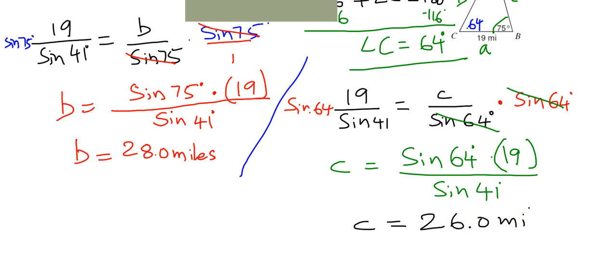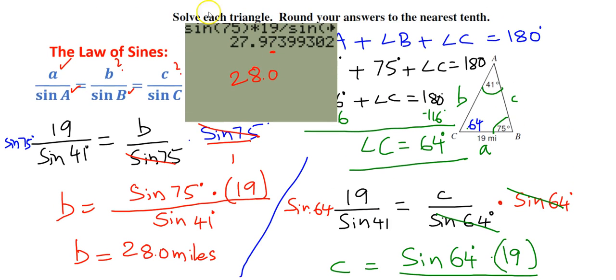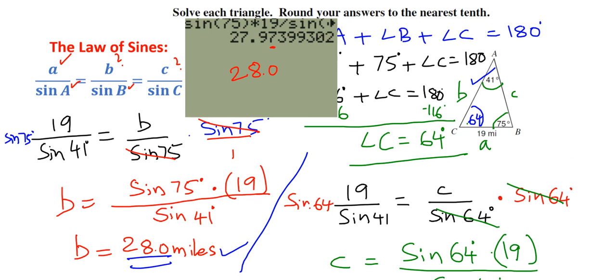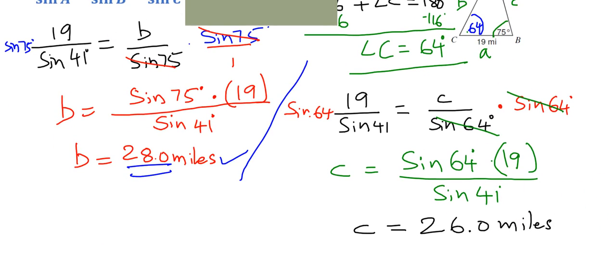So C is equal to 26.0 miles. Hence all the results are obtained: you got the measure of angle C, the measure of the side AC, which is equal to B, that is 28 miles, and you also have the measure of C, which is 26 miles. Right? Thank you.